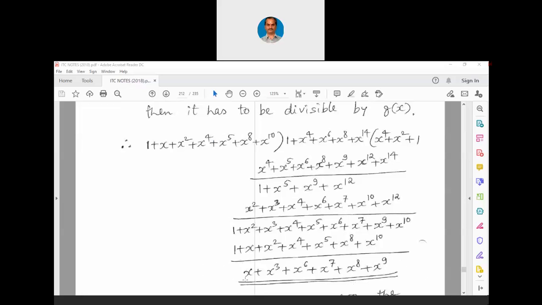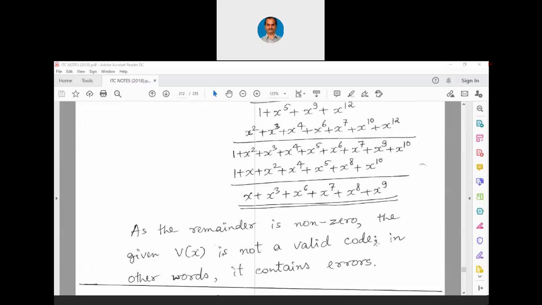We can express this remainder polynomial as 0, 1, 0, 1, 0, 0, 1, 1, 1, 1. We can express the same polynomial in terms of bits. Now it was supposed to be zeros only. When we are not getting all these zeros, it means the given code vector is not a valid code vector, it has errors. So as the remainder is non-zero, the given v of x is not a valid code. In other words, it contains errors. This is the answer.